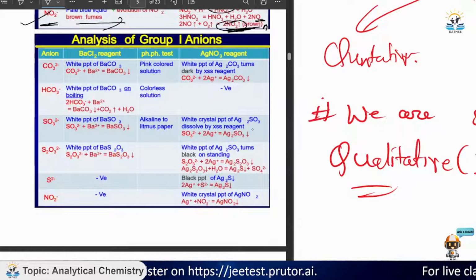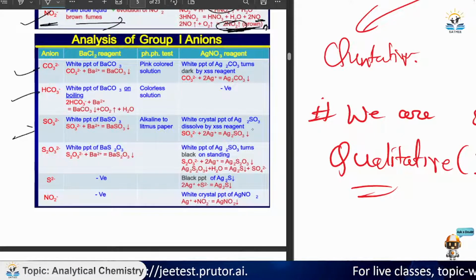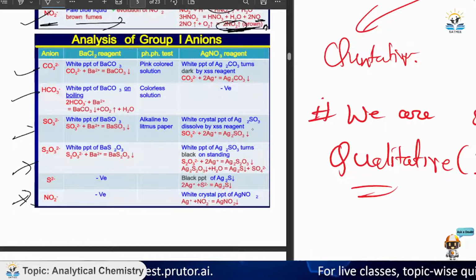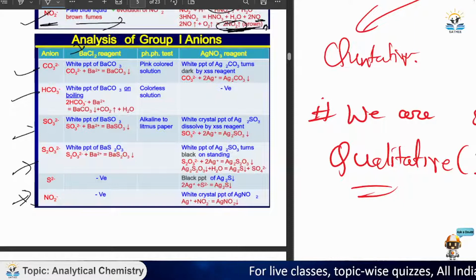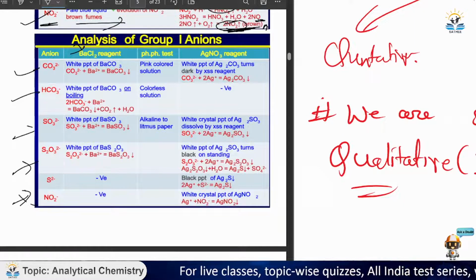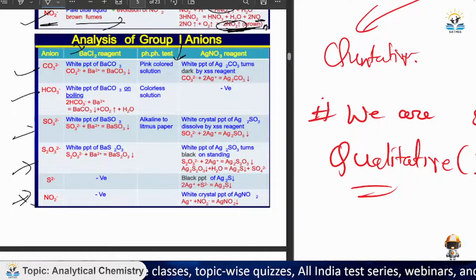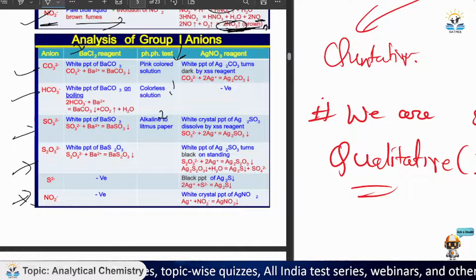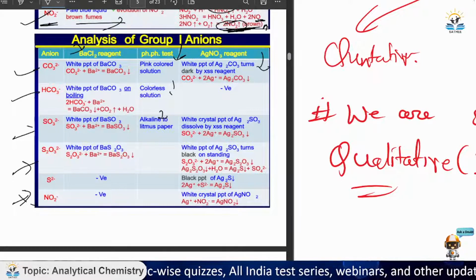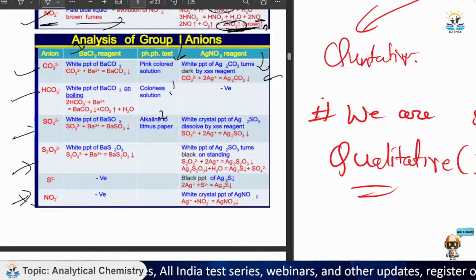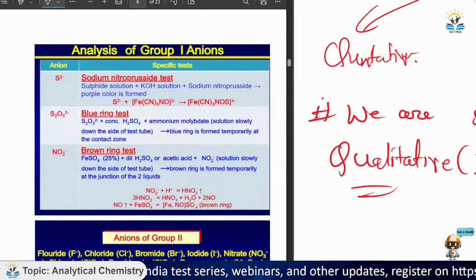You can check this one also for the same anion, which we have seen, but here the reagent is changed. Here we are using the BaCl2 reagent, in that we are reacting with HCl. Now it is the pink colored phenolphthalein test, colorless solution, alkaline solution. Now AgNO3 reagent, when we are taking AgNO3 reagent, it will not give like that.